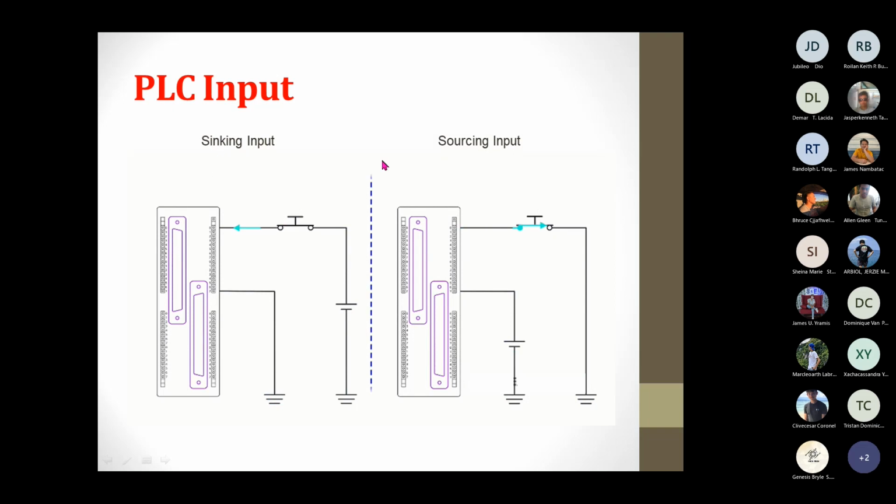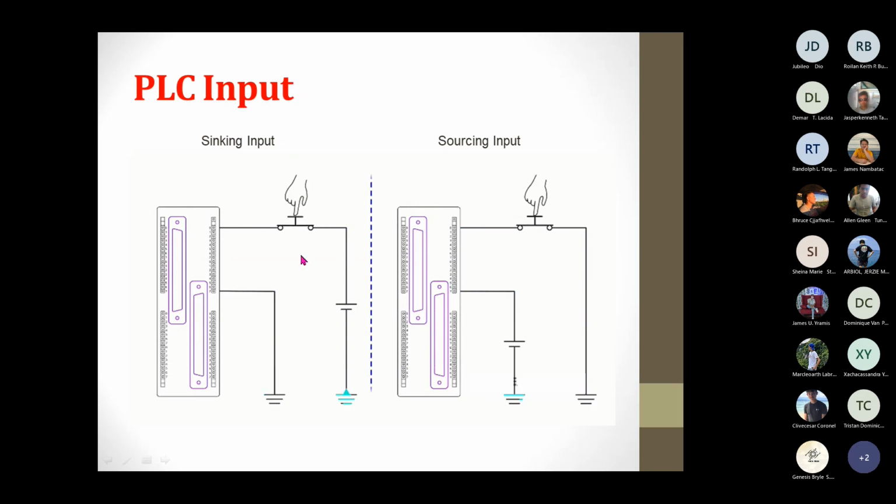So we have the syncing input and the sourcing input. What's the difference between the two? Try to observe what happens between the two. In the syncing input, the positive terminal of the source is connected to the switch itself, as you can see. In the sourcing input, the positive terminal of the source is directly connected to the PLC unit. In the syncing input, the negative terminal is connected to the PLC. In the sourcing input, it is the positive terminal that is connected to the PLC. So that's the difference between syncing and sourcing.